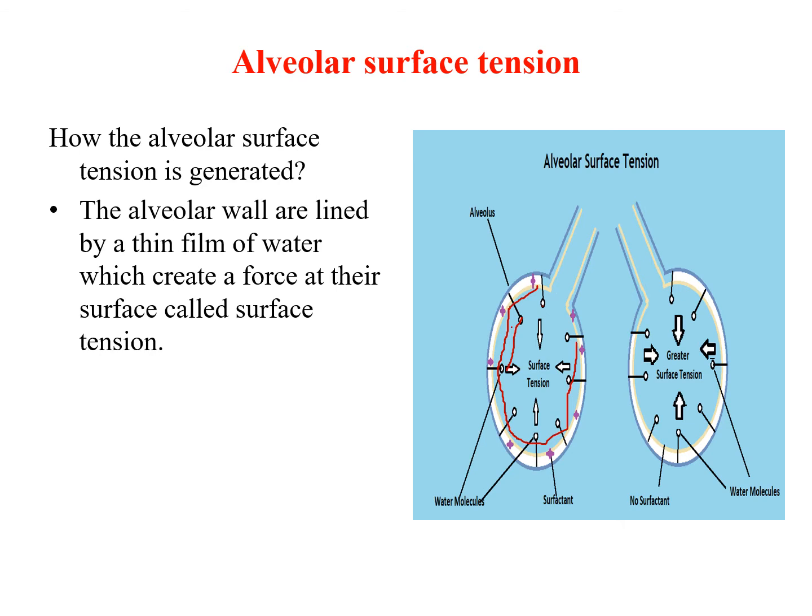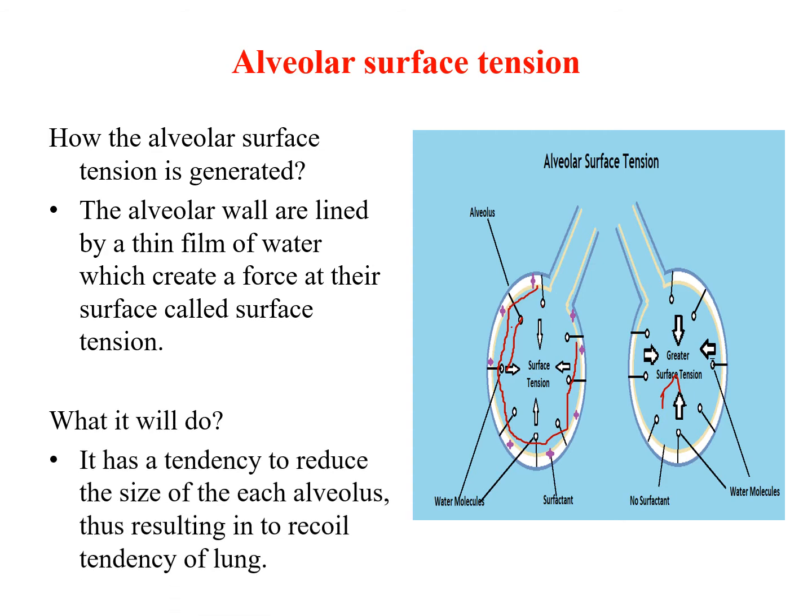Now there is a surfactant, so this agent reduces the surface tension. In the second diagram, there is no surfactant, so more surface tension will be developed. If more surface tension is developed, what will it do? It has a tendency to reduce the size of each alveolus, thus resulting in the recoiling tendency of the lungs.